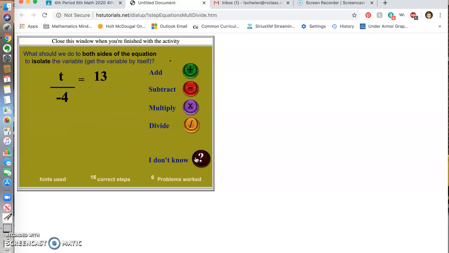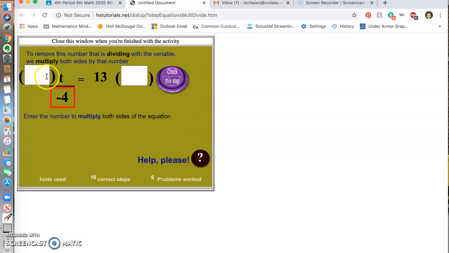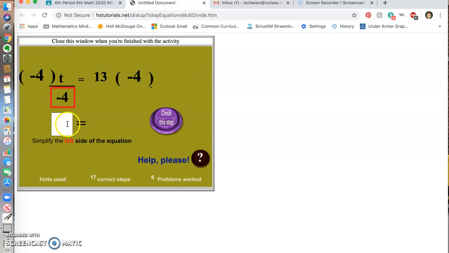Another division problem. So we're going to multiply to undo it. Multiply by that number that is with the variable. You want to get rid of that number so you can isolate the variable. So you multiply both sides of the equation by negative 4. If you do that, cancel these two out, you're left with t equals, it's going to be negative. Again, use your calculator. 13 times 4 is 52.